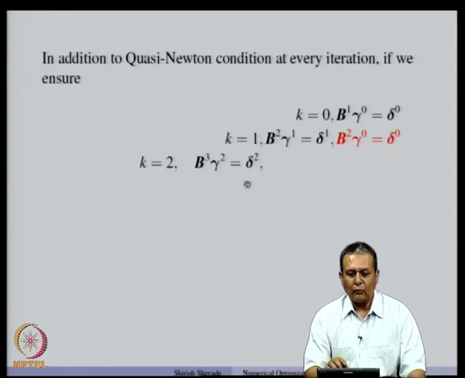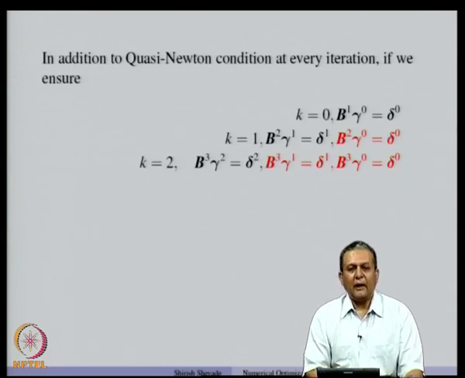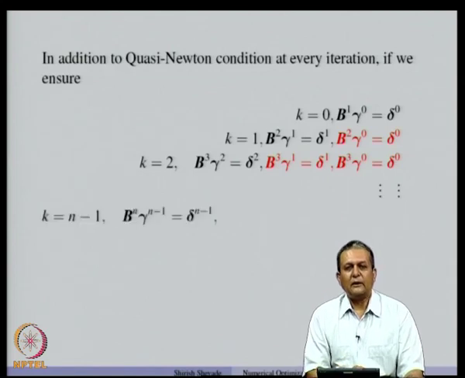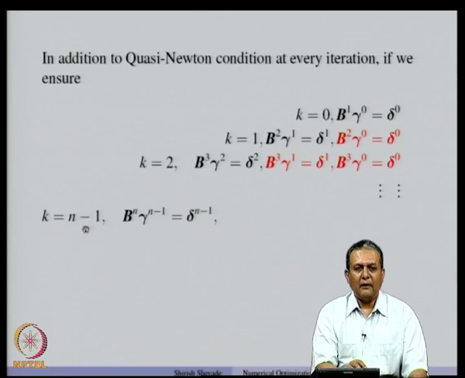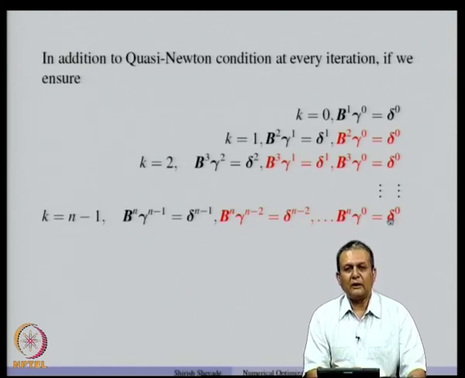So, for k equal to 2, the Quasi-Newton condition is b3 gamma 2 equal to delta 2, and in addition to that, we also satisfy b3 gamma 1 equal to delta 1 and b3 gamma 0 equal to delta 0. In other words, at every iteration the B matrix satisfies bk gamma j equal to delta j, where j goes from 0 to k minus 1. If we ensure that, then at the end of n minus 1 iterations, we have bn gamma n minus 1 equal to delta n minus 1, and all the other conditions are satisfied up to bn gamma 0 equal to delta 0.